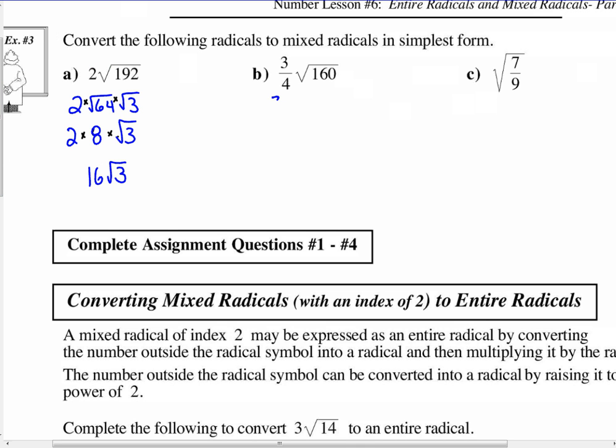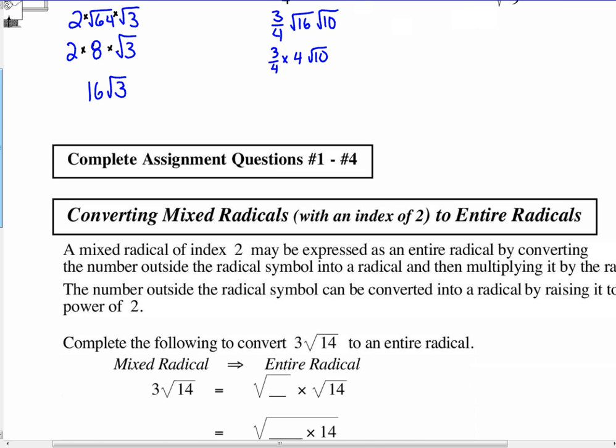So we have 3/4 multiplied by root 16 times root 10. And what is the square root of 16? 4. So 3/4 times 4. What is 3/4 times 4? Yeah. Is that surprising? Why is that not surprising that it's equal to 3? Because you're super smart. Okay.